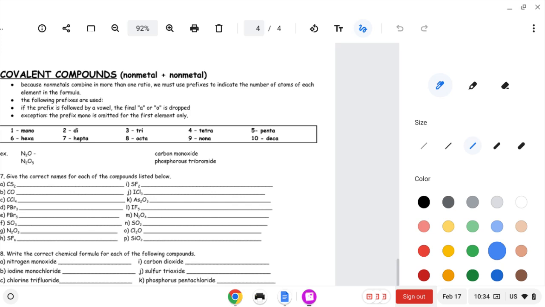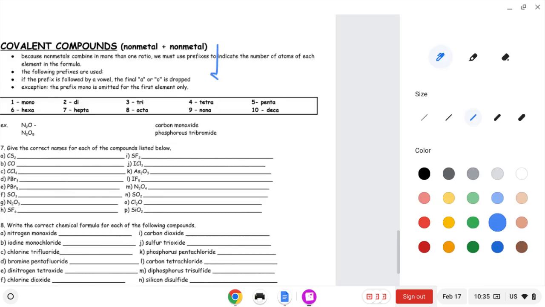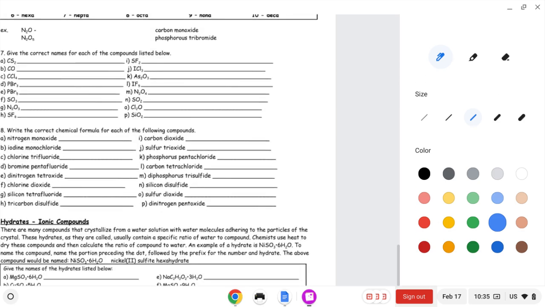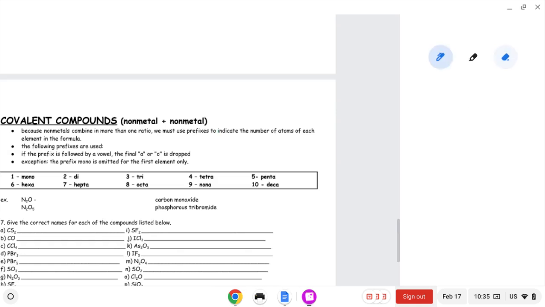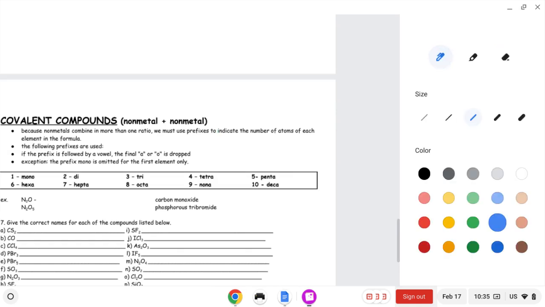Okay, so we're going to practice some covalent compounds. A reminder, it has to be two nonmetals. Two nonmetals that we need in our compound. So pay attention: if you notice that it's a metal, you have to name it as ionic. Otherwise, we're naming it as covalent. And it says because nonmetals combine in more than one ratio, we must use prefixes, and here they are, all of them listed for you, to indicate the number of atoms of each element in the formula.